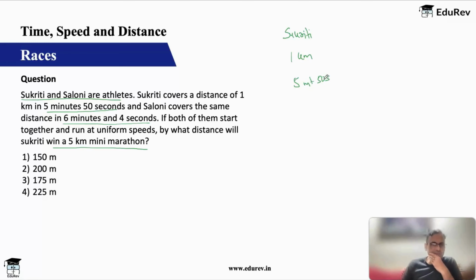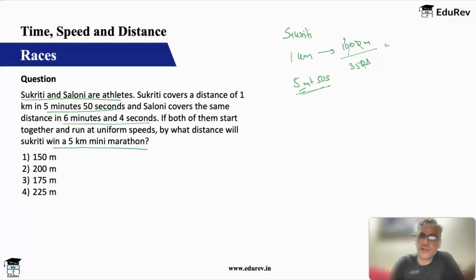Okay, the only problem is that you have minute, second, kilometer. Which unit do we follow? Minute per second will be better. So let's do minutes per second. So this is 1000 meters and 5 minutes 50 seconds is 350 seconds. So the speed becomes 1000 upon 350 or 100 upon 35 or 20 upon 7. So the speed of Sukriti is 20 by 7 meters per second.